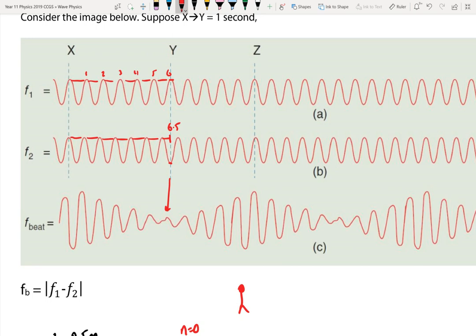Alright. I've gone from 4 hertz under to 4 hertz over. The beat frequency is still 4 hertz. Okay?